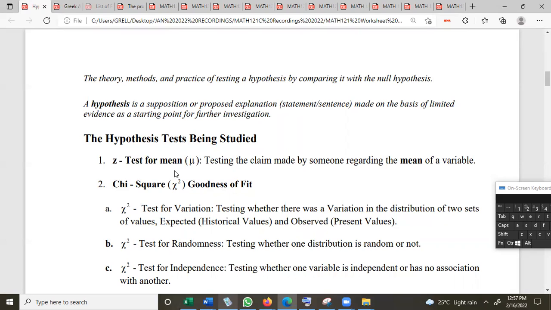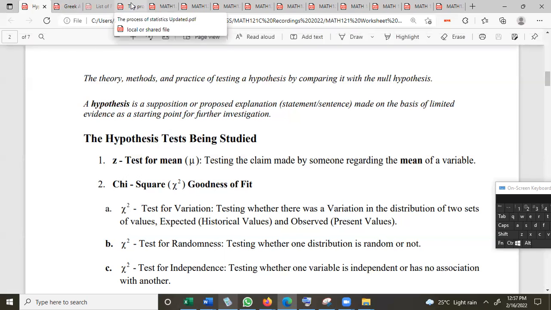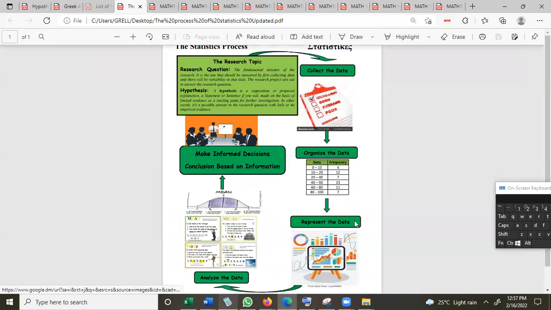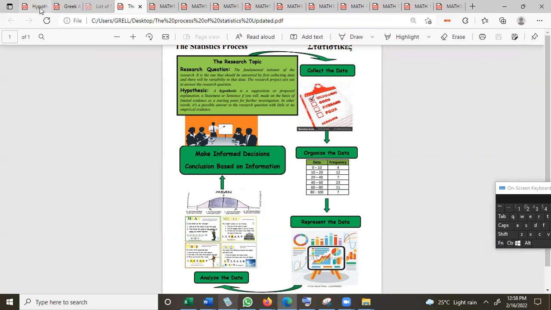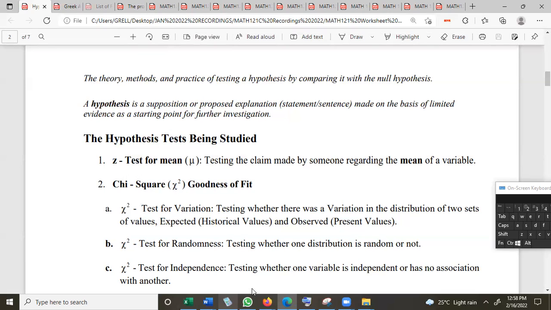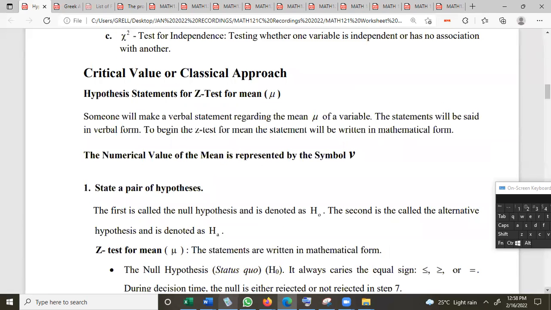Bear in mind, a hypothesis test is to test a hypothesis. A hypothesis is a supposition, a proposed explanation. Okay, so whenever a research is conducted, one of the main objectives, the final aim or goal, is to test that hypothesis. And when you reach here, it is to see whether or not that hypothesis, which is a supposed answer to the research question, holds, because the research question initiated the research in the first place. So these are the 4 hypothesis tests we will be studying in this topic, in this course.